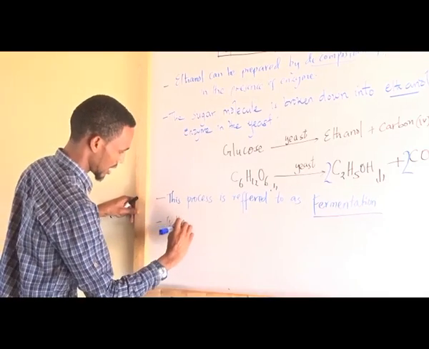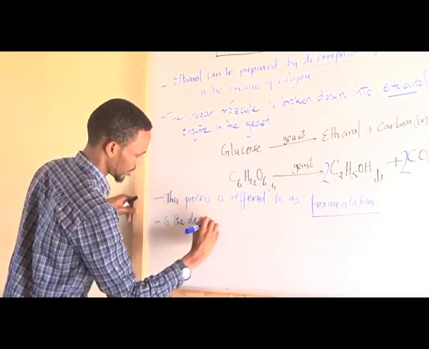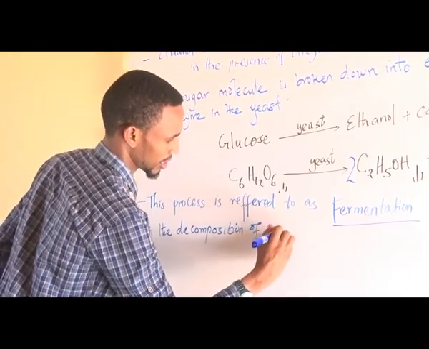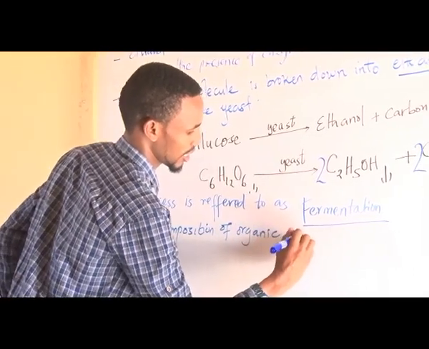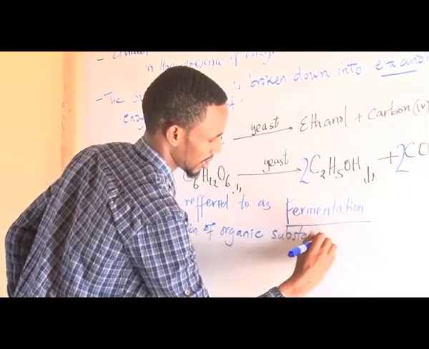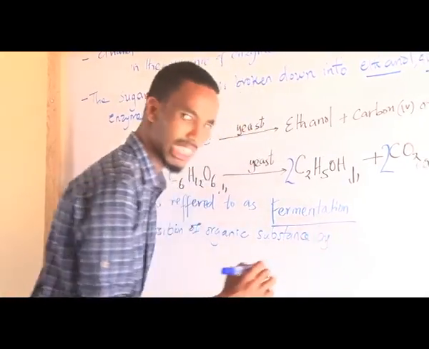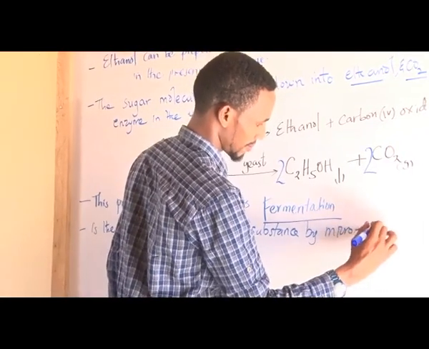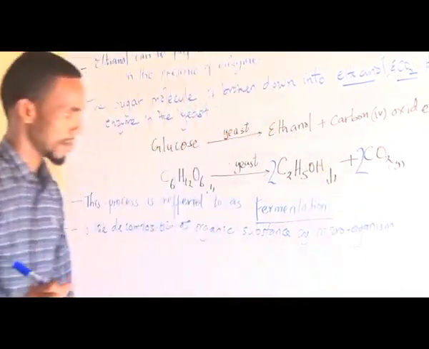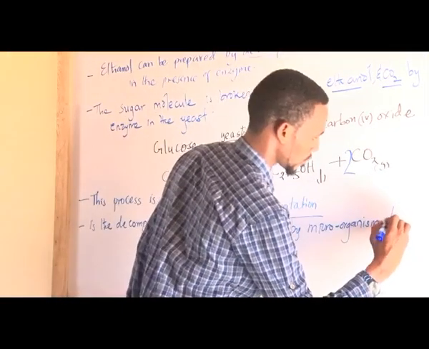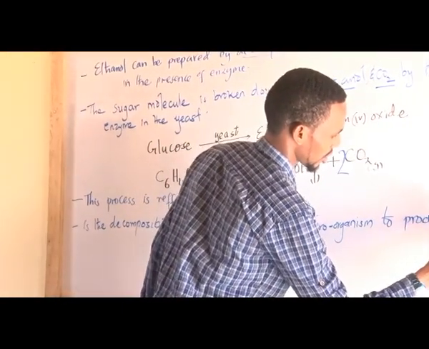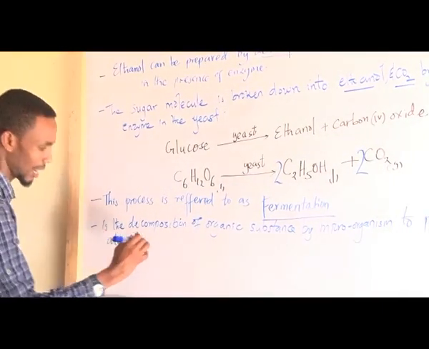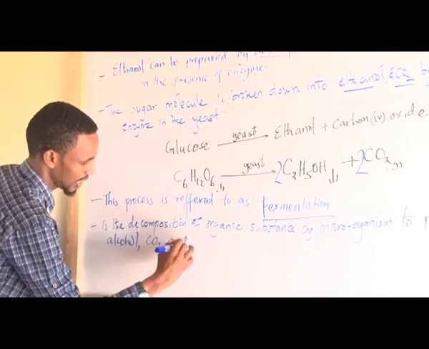It is the decomposition of organic substance by microorganism. The microorganism that we're talking about here is a yeast. By microorganism to produce alcohol. The alcohol I'm talking about is the ethanol now. Alcohol, carbon dioxide, and heat.